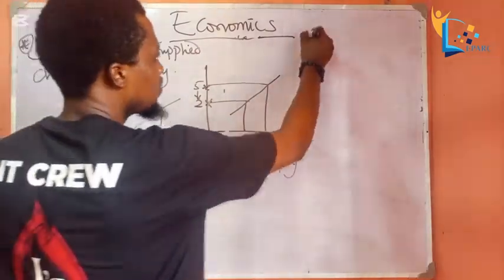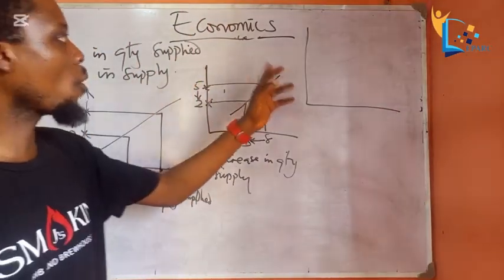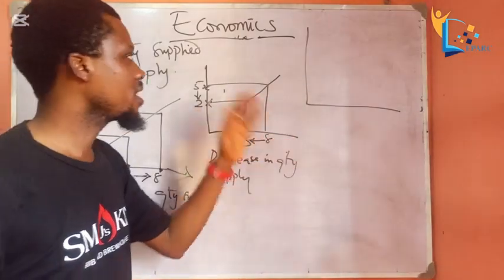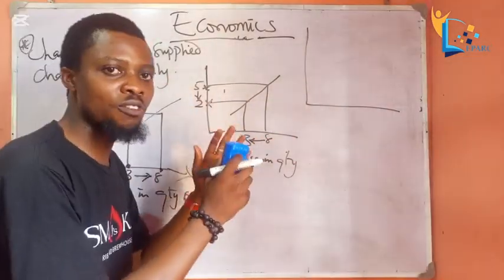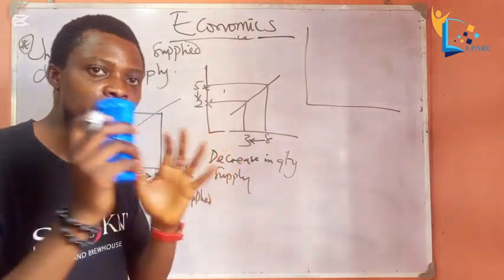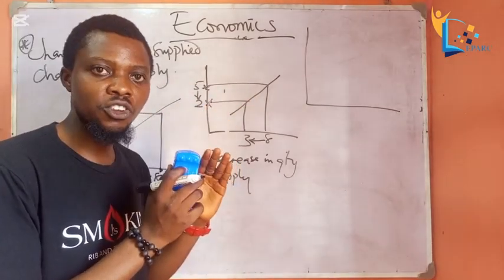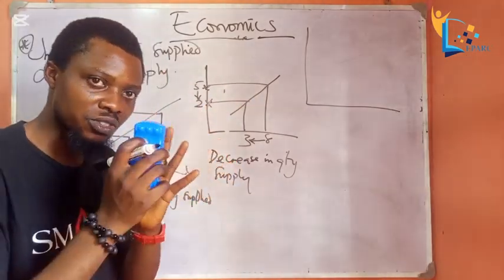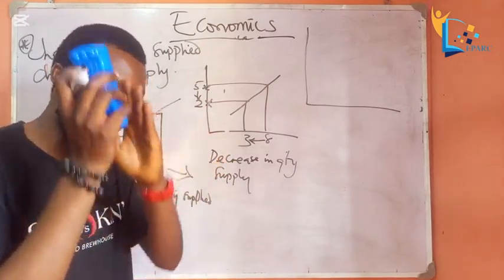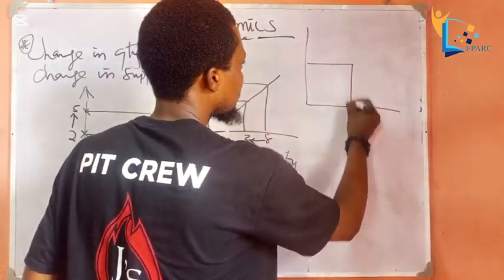So we'll be having the movement of supply from one point to another. That is to say, the movement of the supply curve to an entirely new position. From the initial position, there will be a shift, a movement to an entirely new position. So we'll have something like this.